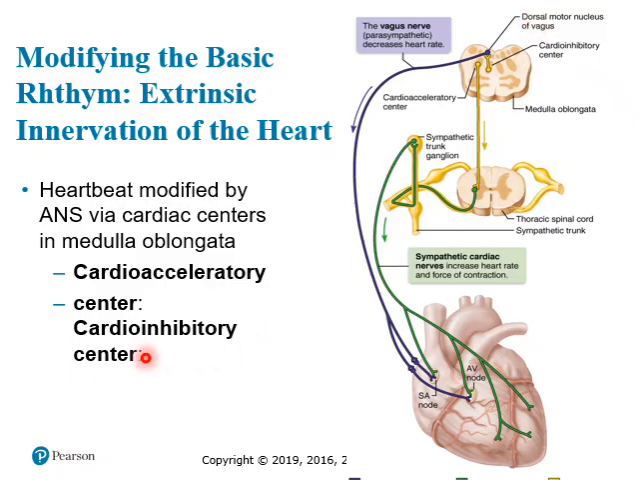On the other hand, the cardio inhibitory center sends parasympathetic signals via the vagus nerve. There is actually a vagus nerve right there. Okay, so this is your cardio inhibitory line to decrease heart rate. It inhibits the SA and the AV nodes via the vagus nerve.